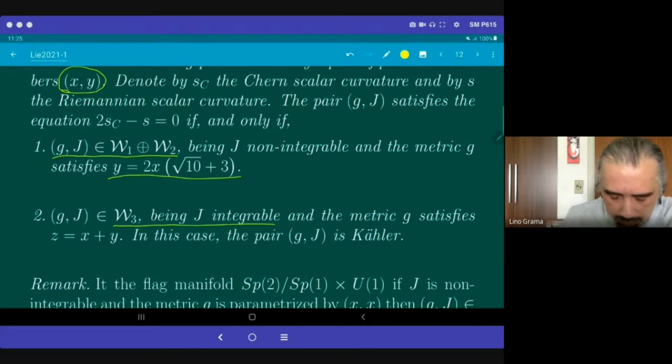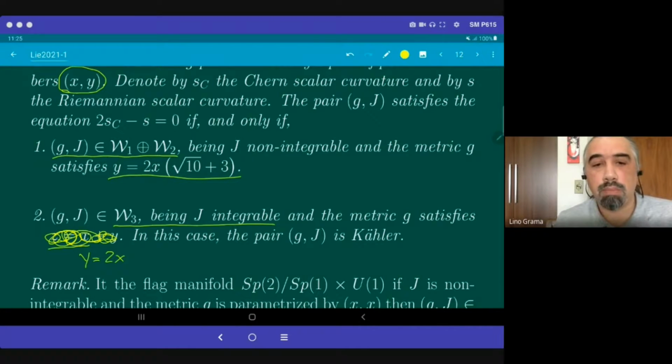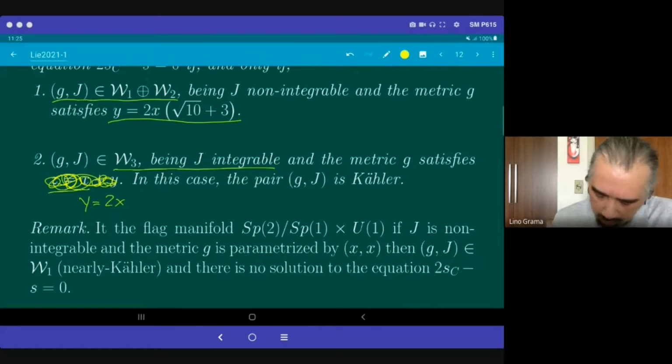In this case, we have this, oops, sorry, this is wrong. y is 2x. Okay, this is Kähler. In fact, it's Kähler-Einstein.